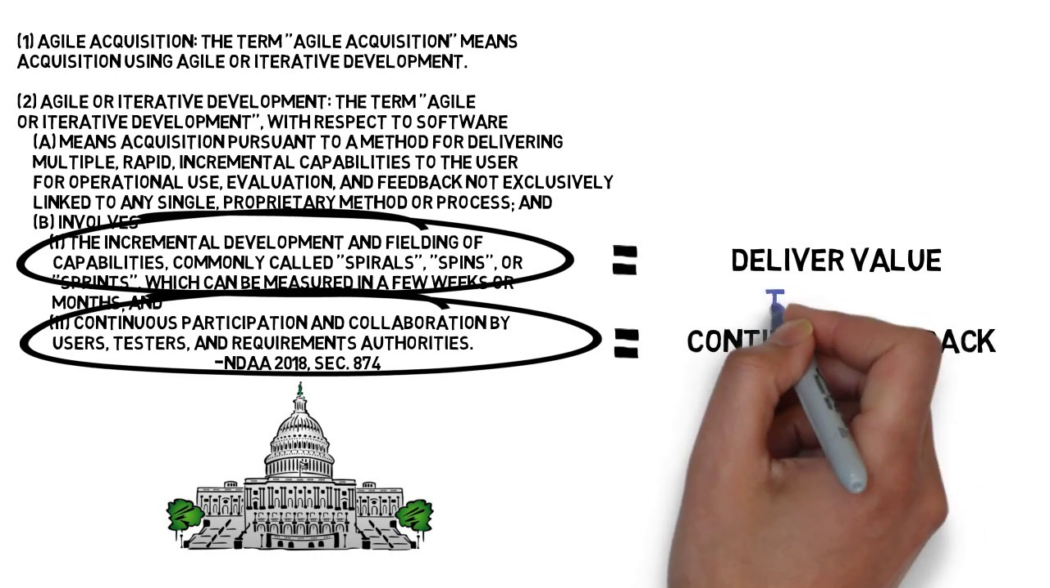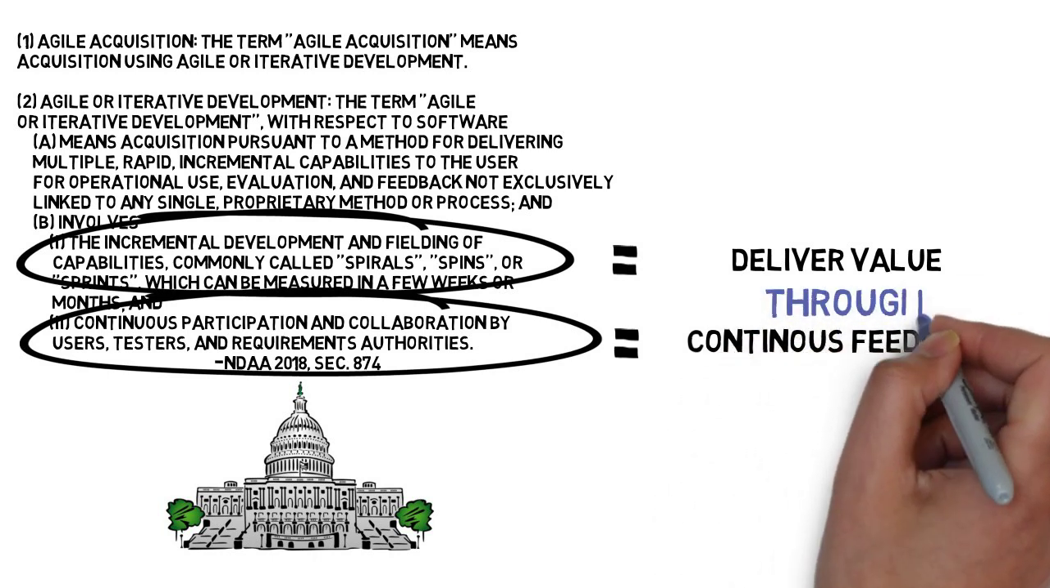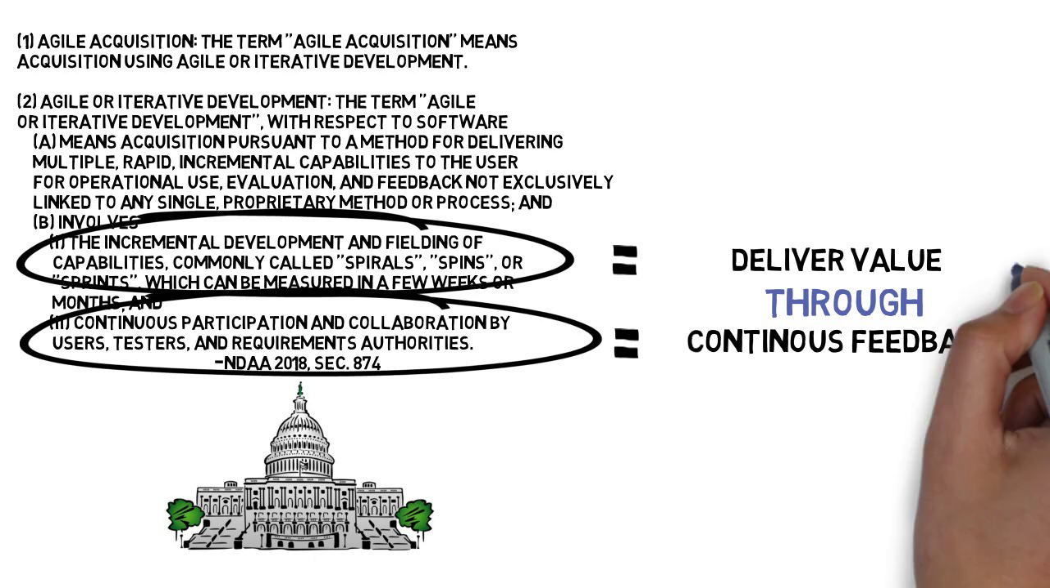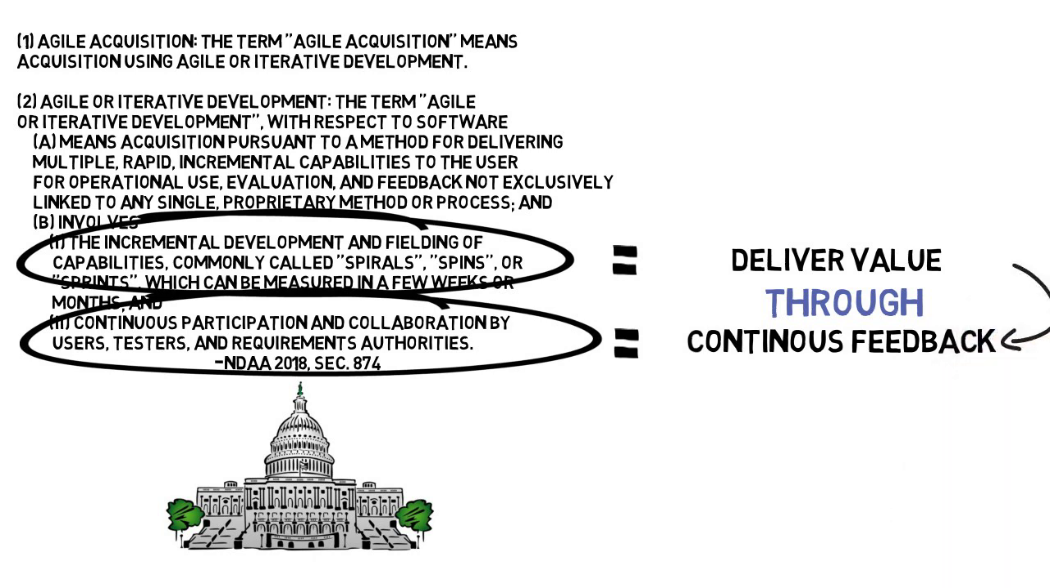So putting these two pieces together, for Agile acquisition, we need to deliver value through continuous feedback. And this process is iterative and incremental. We deliver value and then gain and assess the feedback so we can adjust our strategy for when we deliver the next increment of value.